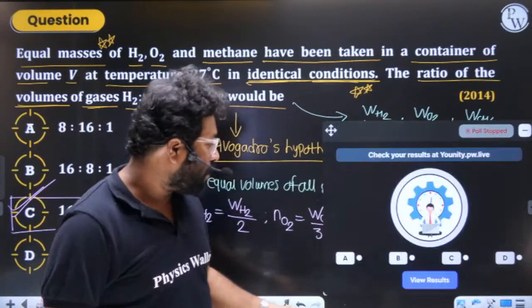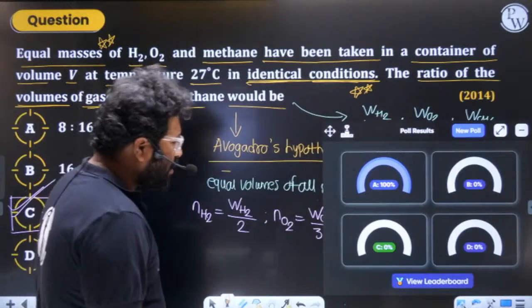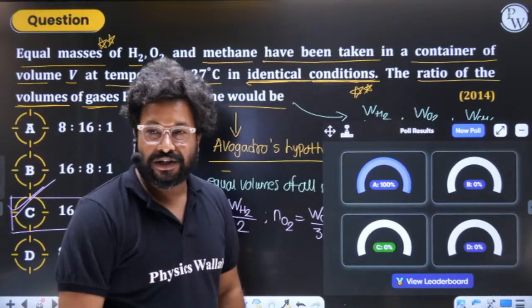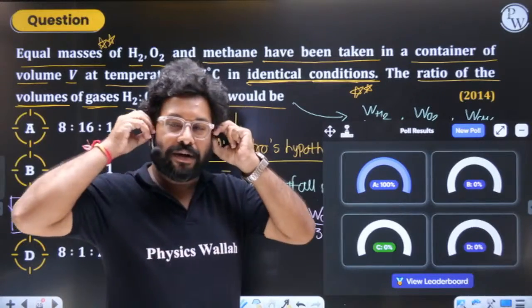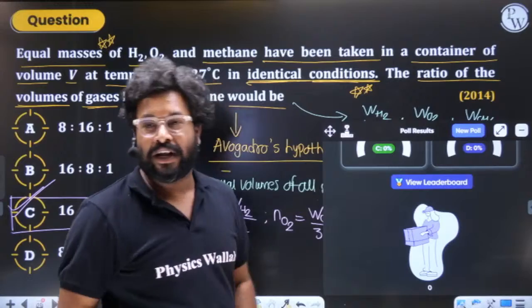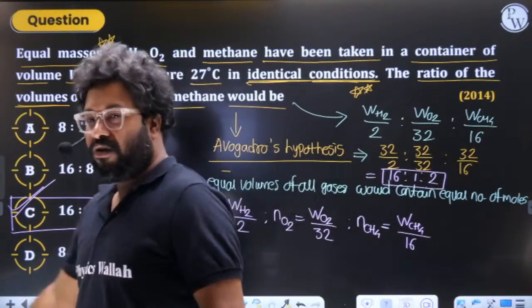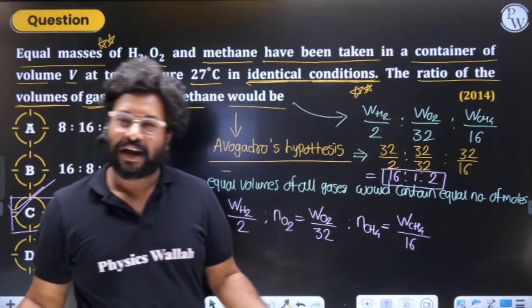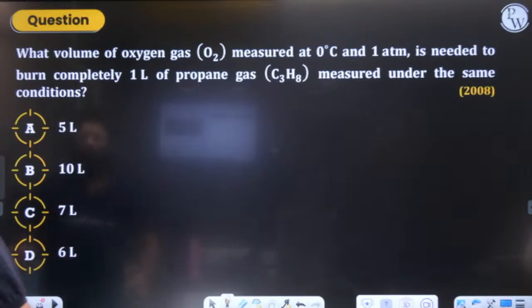So let's see how many of you have answered it correctly. Oh my God, none of you have answered it correctly. All of you have answered A only, and A is wrong. So that's why this is wrong. Okay, doesn't matter, that's okay, it's fine. Chalo, moving on to the next question.